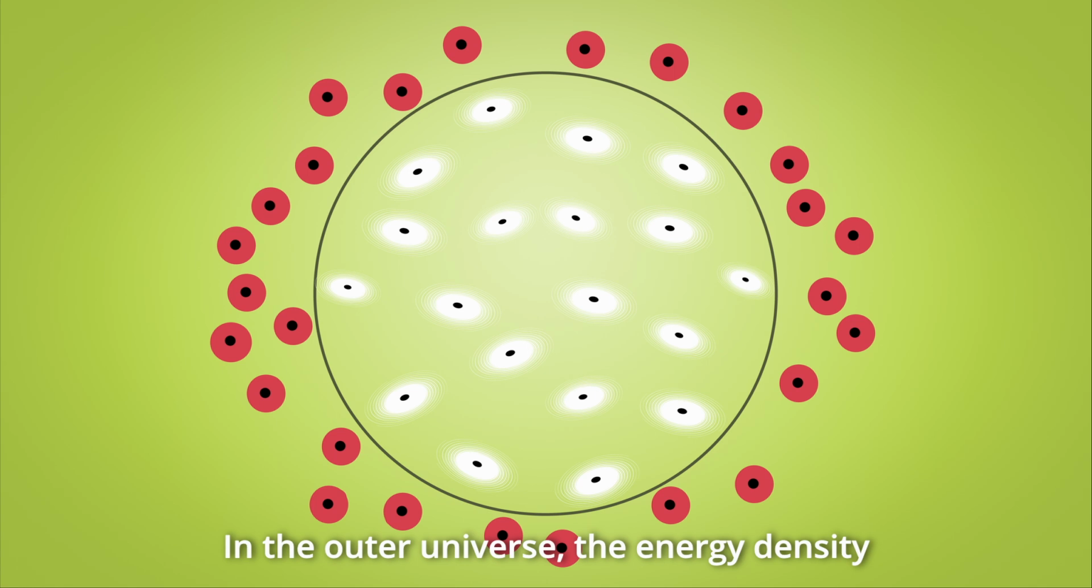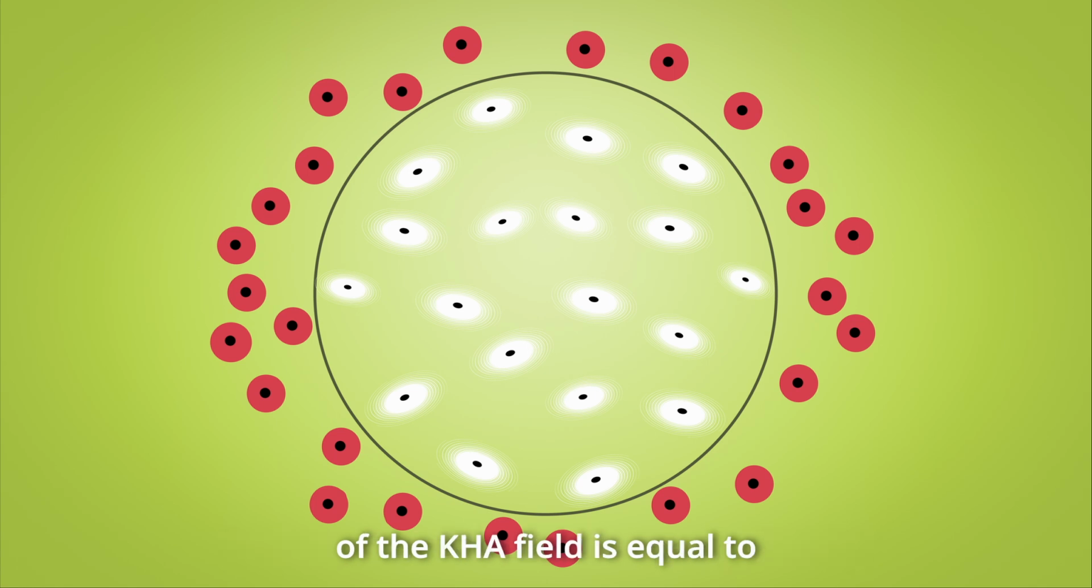In the outer universe, the energy density of the Carr field is equal to its original energy density. Here the small fireballs grow ever larger, and their activity is recorded today as microwave radiation and cosmic neutrinos from all over the sky.